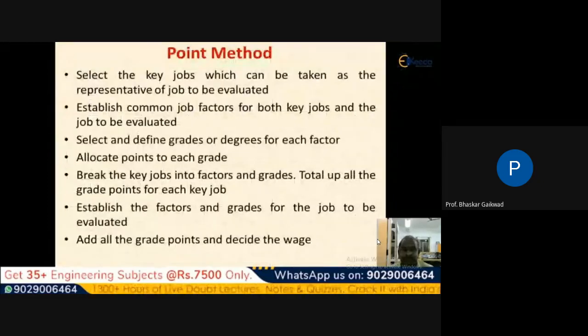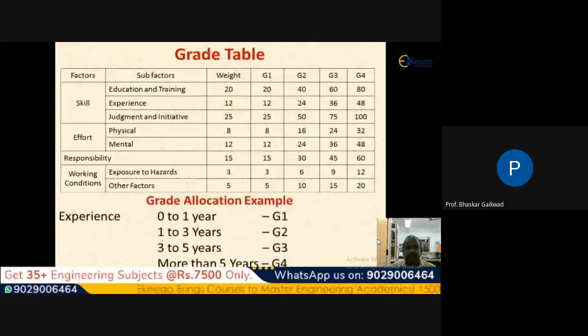So select the key jobs which have to be taken as the representative of jobs to be evaluated. Establish common job factors for both key jobs and the job to be evaluated. Then give the grades and allocate points for the grades. Then you can break the key jobs into factors and grades, and add the grade points on this application. How is it done? Let me show it with an example.